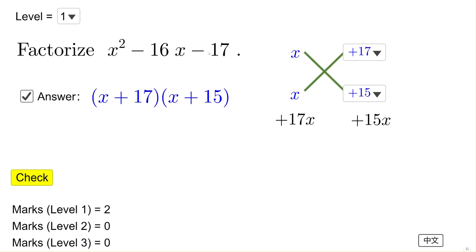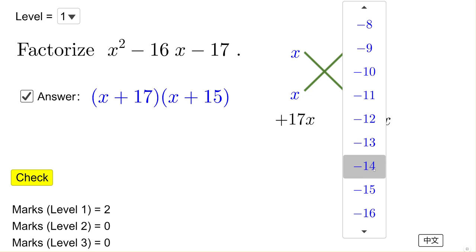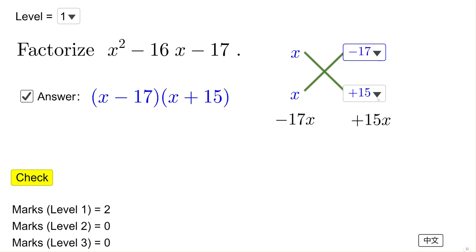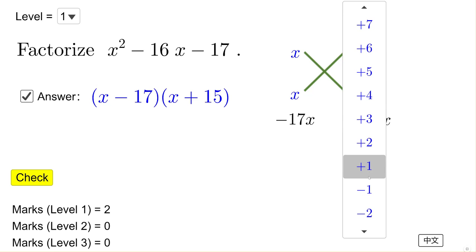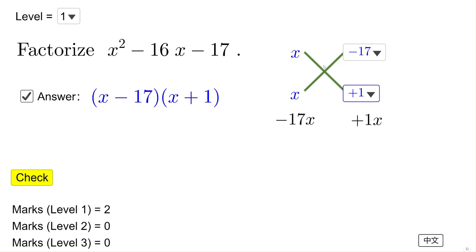So we recognize this immediately as trivial. It had to be trivial because this is prime, so the only way this is going to factorize is if this number is 1 less than this number. You can study my lesson on that. So the dominant term, the 17, is negative, and the other term is positive 1. We check that and we get it right.